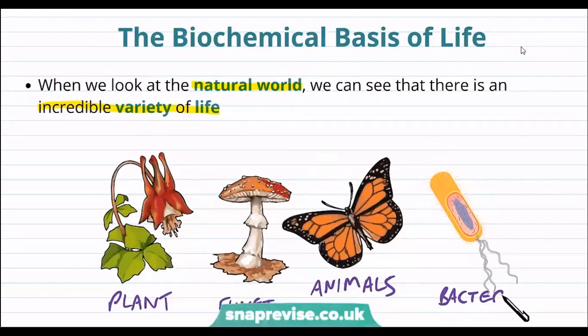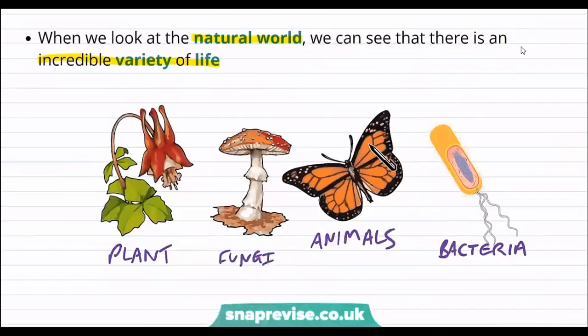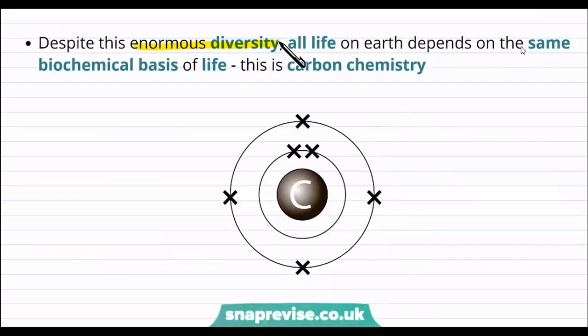And when you consider all of the life, there's so much variety in their size, shape, colour, functions, reactions, etc., that you think that they're all built up of lots of complex differences. But despite all of this enormous diversity in the life on Earth, every organism depends on the same biochemical basis of life, and we call this carbon chemistry.